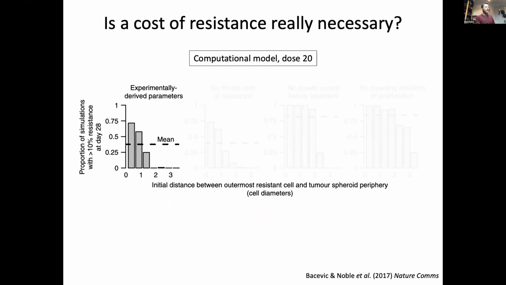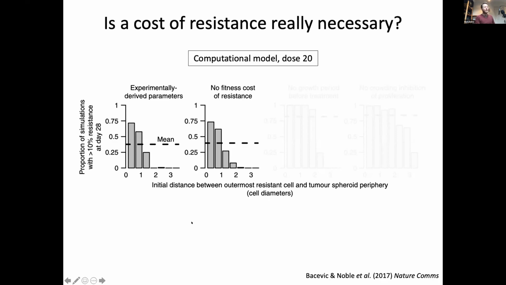And if we put in the experimentally derived parameters, as I showed you, then the cells that were very close to the boundary of the tumor spheroid, these tumors had a very high chance of resistance escaping. But so long as the resistant cells were initially at least a couple of cell diameters away from the boundary, then almost always the resistance was suppressed at this dose 20.